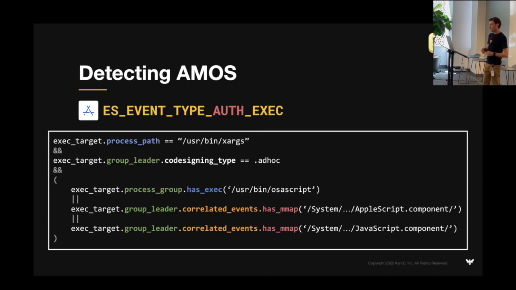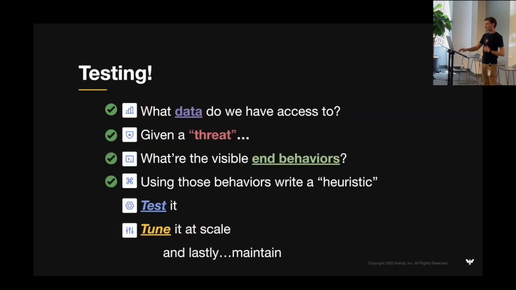Pivoting off of authorization exec events, we can walk through this, okay? We noted that xargs was a little bit suspicious. We noted that the group leader was ad hoc signed. That is also suspicious. We noticed that in its group leader, it also called into OSA script. But since we're in security research, we know a little bit more than the threat actor potentially here. So in the case where the threat actor no longer wants to use OSA script, what if they want to use the API variation, NSAppleScript or OSAKit? In that case, the process will actually map these components into memory, and we can stop it at both points. I'll go through that in the demo.